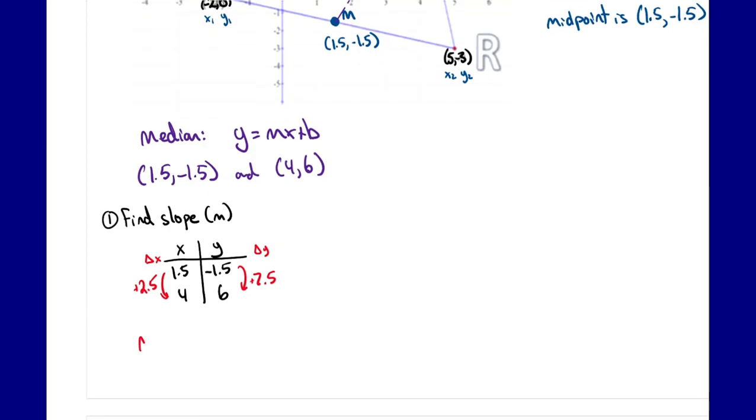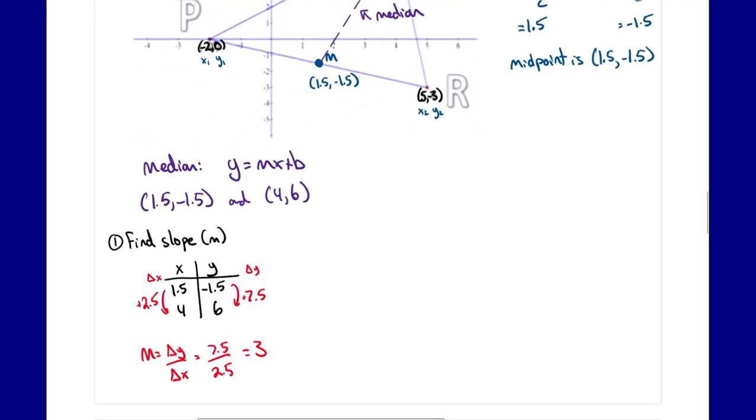Now with those two values, m equals change in y divided by change in x, which is 7.5 divided by 2.5, which equals 3. So that means right now for my equation, I have y is equal to 3x plus something. I don't know what that b value is. So this is where I'm at right now.